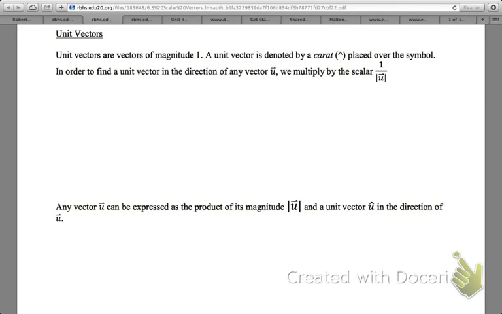So now we'll discuss our unit vectors. Unit vectors are vectors of magnitude 1. A unit vector is denoted by a caret. It's really important there. It's placed over the symbol, actually over the letter.